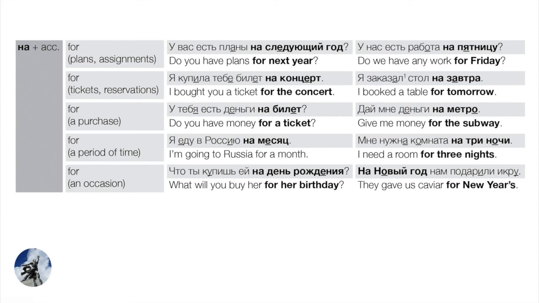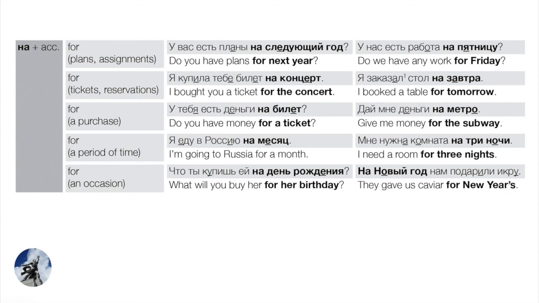Okay, tickets or reservations for a certain event or a certain date. Я купила тебе билет на концерт. Or я заказал стол на завтра. For a purchase, like money for a purchase. У тебя есть деньги на билет? Дай мне деньги на метро.